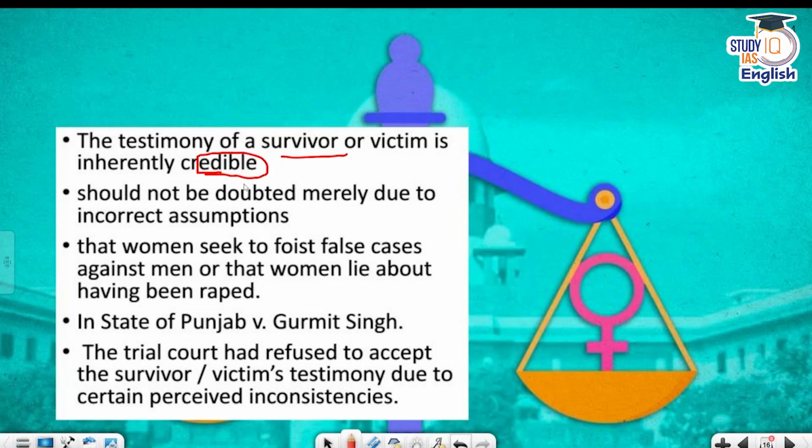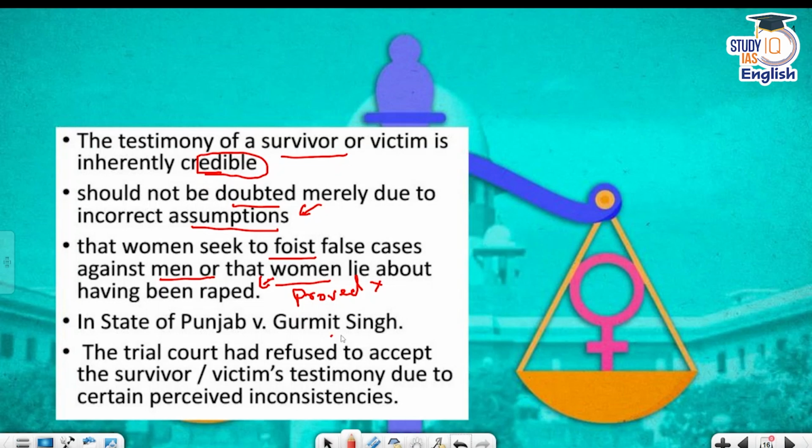Any court must not be suspicious of any sort of testimony that is being given by the victim or the survivor. If there are certain inconsistencies here and there in the statement, that may be because the person has gone through so much mental harassment. It should not be doubted merely due to incorrect assumptions as well. That women seek to foist false cases against men, or that women lie about having been raped, should also not be assumed. This should be first proved and not assumed.